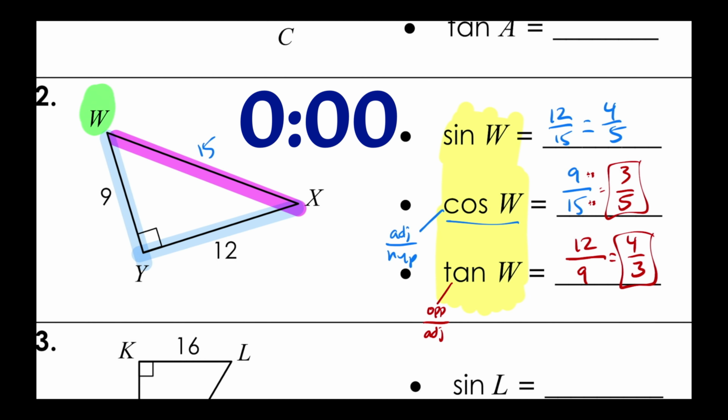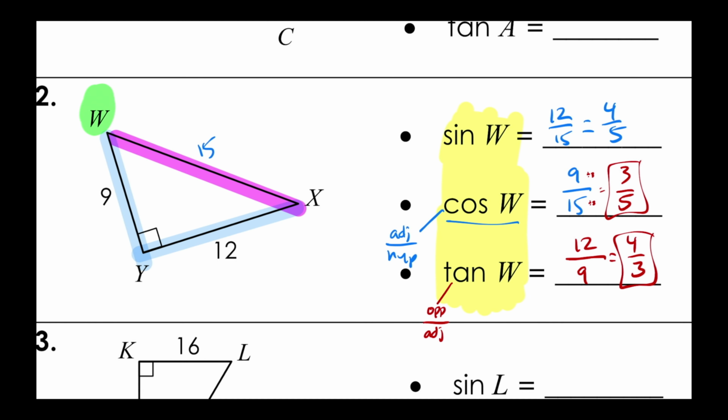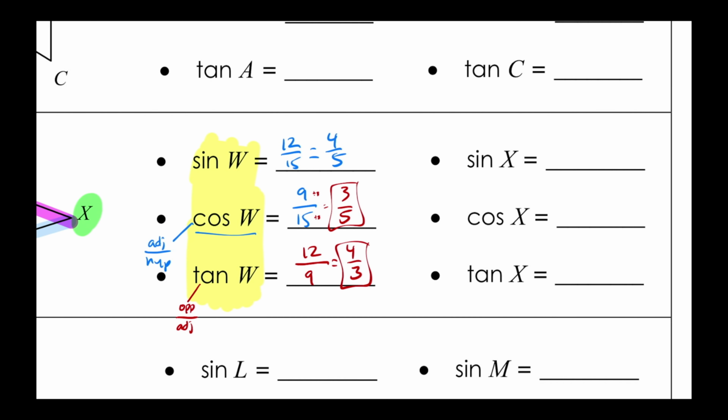All right, time is up. So now, some of you are asking, "Mister, what if I'm not at angle W? What if I'm over here at angle X?" Okay, so then that means I'm going to find the sine, cosine, and tangent of angle X. Okay, so how do we do that? What if I'm standing here at X?